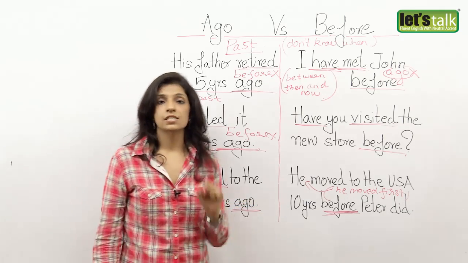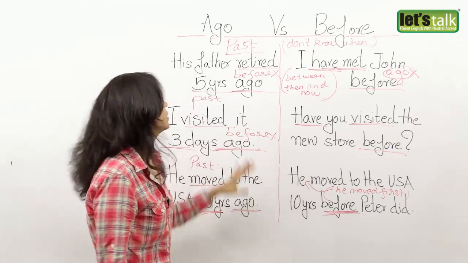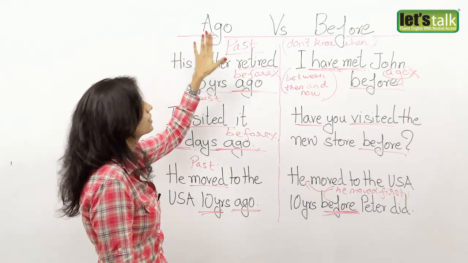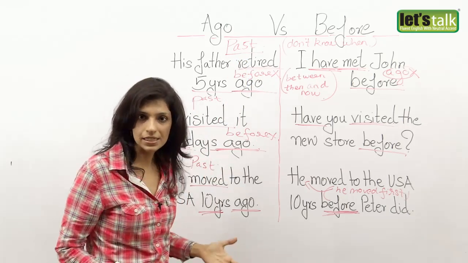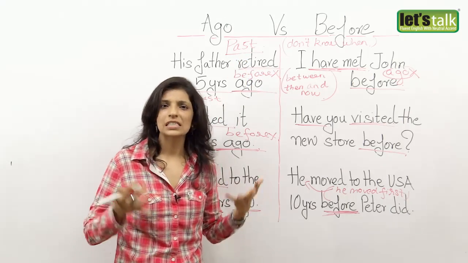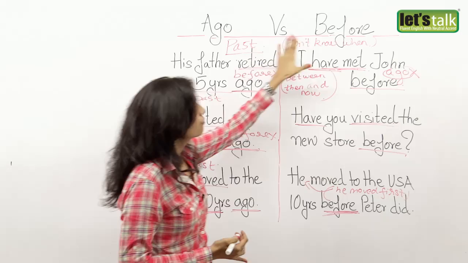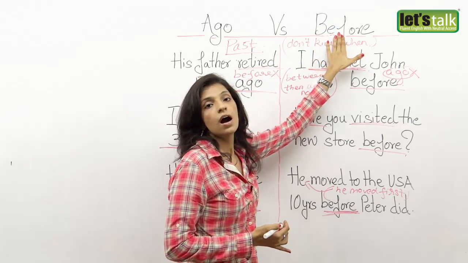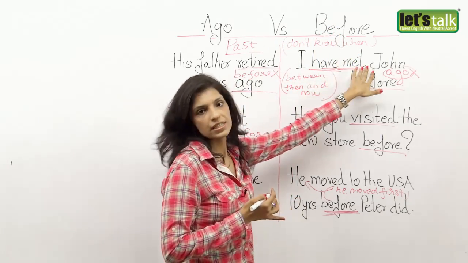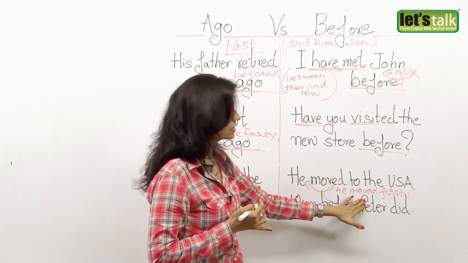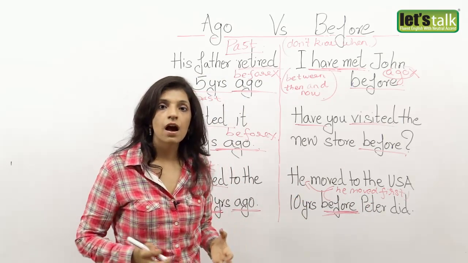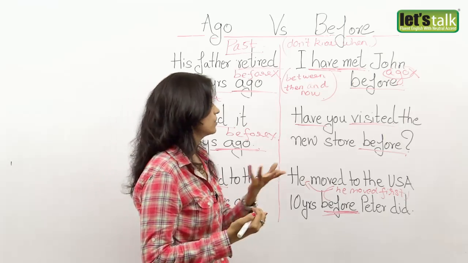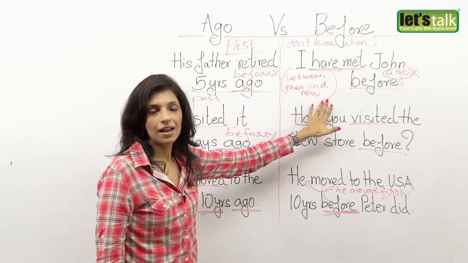Alright friends, this is very important. Please remember, ago is always used when we talk about a specific time in the past. The action is complete and you have the number of years, weeks, days. And before, we use by and large with the present perfect tense or also in the past like this, but we are not specifying the time. It could be any moment from the past up till now. That means between then and now.